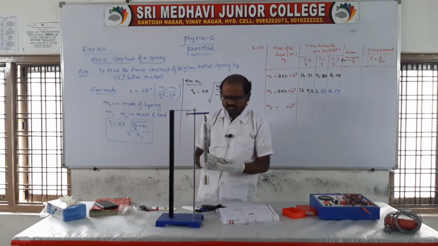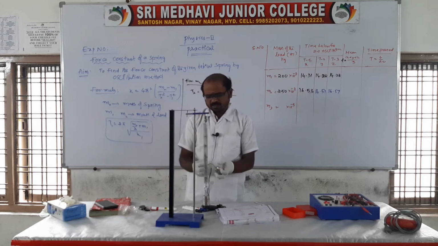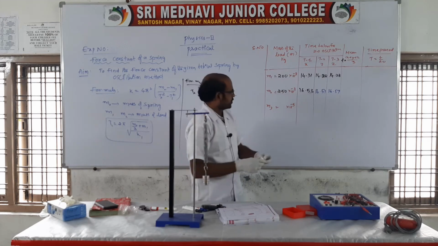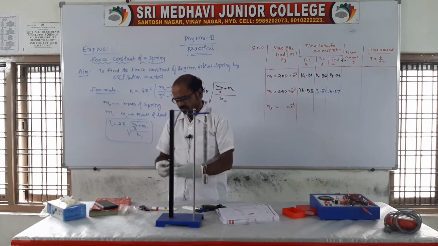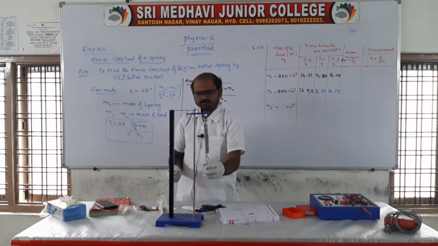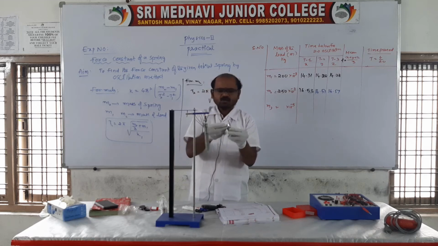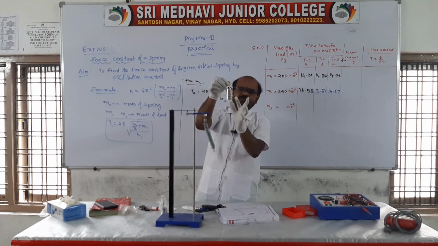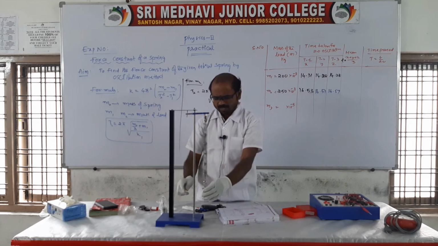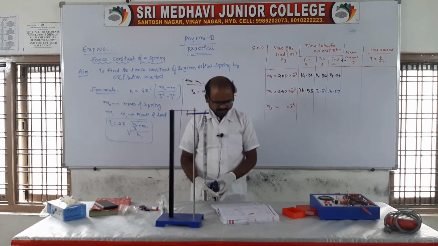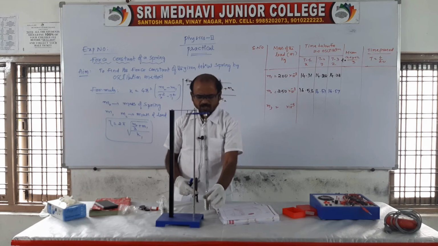Suppose you want to go for the other one: since 250 is over, you go for 300. You remove it and add one more slot. Now look: 50, 50, 50, 50, 50, 50, so 100, 100, 100, it is 300 now. We need to count the same again: pull it down and release.